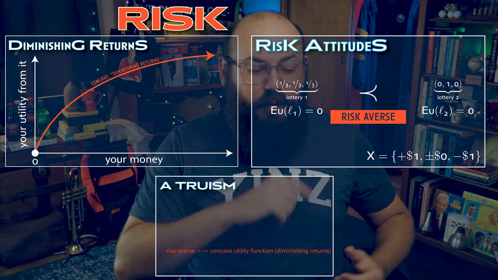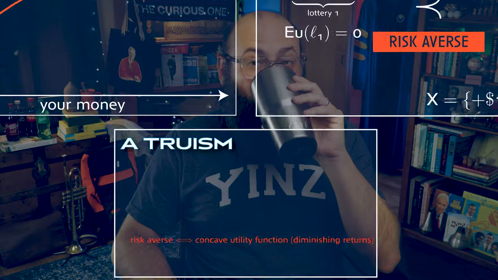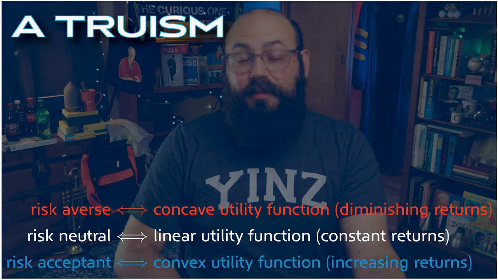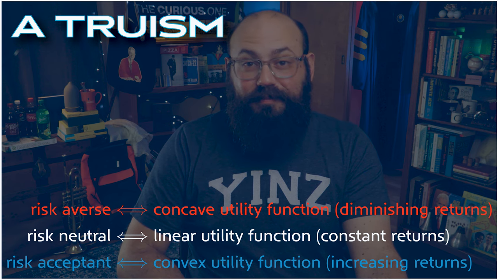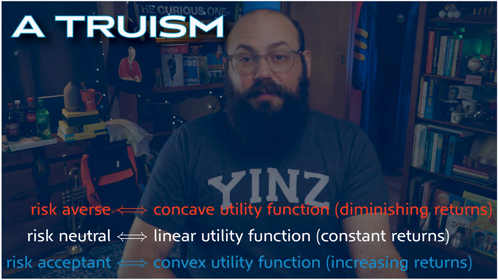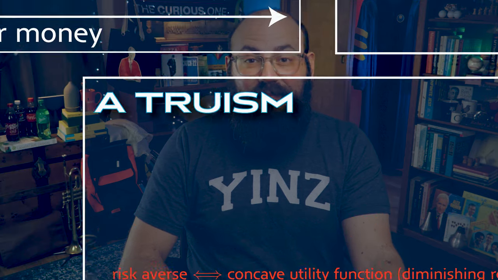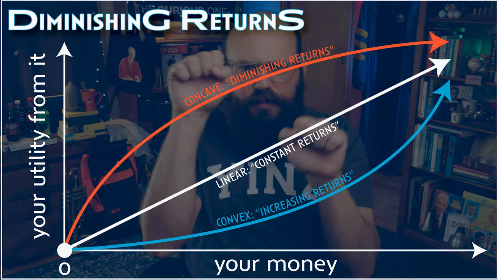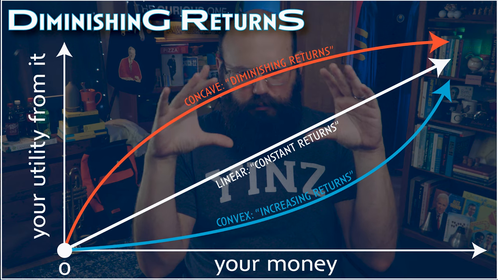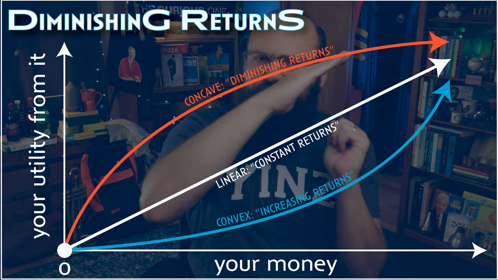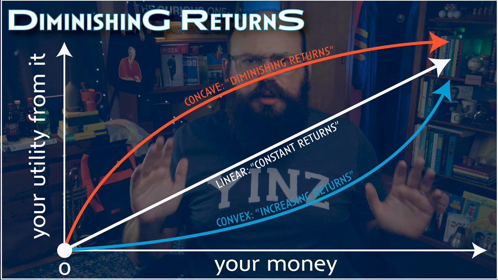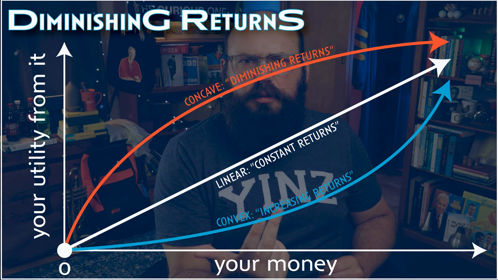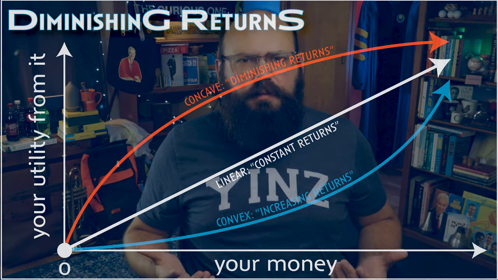Concave, diminishing returns, if and only if risk averse. Convex, if and only if risk accepting. Linear, if and only if risk neutral. So the shapes of the function, the shape of this edge versus the line, that gives us lots of useful information, not just about the diminishingness of the returns or the not so diminishingness of the returns, but also of the underlying notion of risk acceptance.